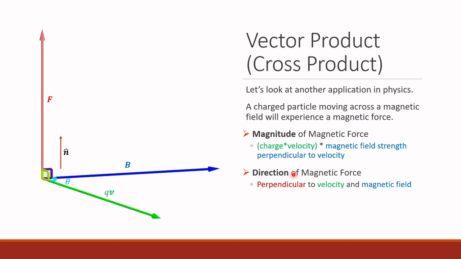For the direction, we know that the direction of the force will be perpendicular to the velocity and the magnetic field strength. Just like in this diagram, you can see the red arrow is 90 degrees to the blue and 90 degrees to the green arrow.